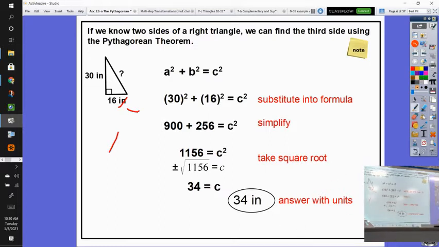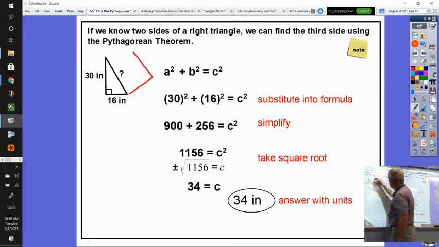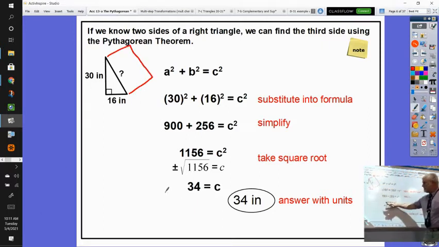The area of the square coming off of C is 1,156 square inches, but I don't really worry about that part here. So this square, not much of a square. The length of C, though, is then the square root of this. So you have to take the square root of this number.